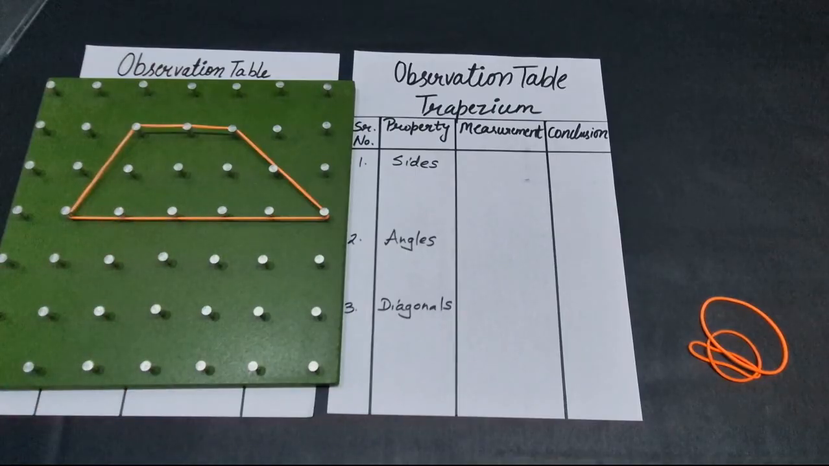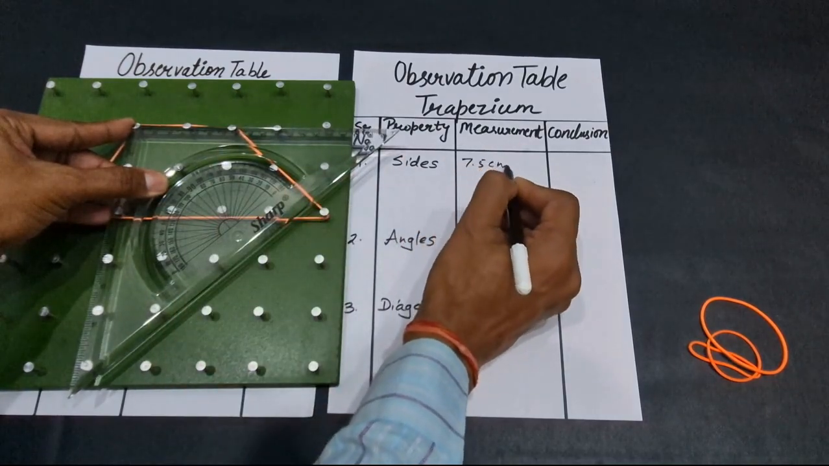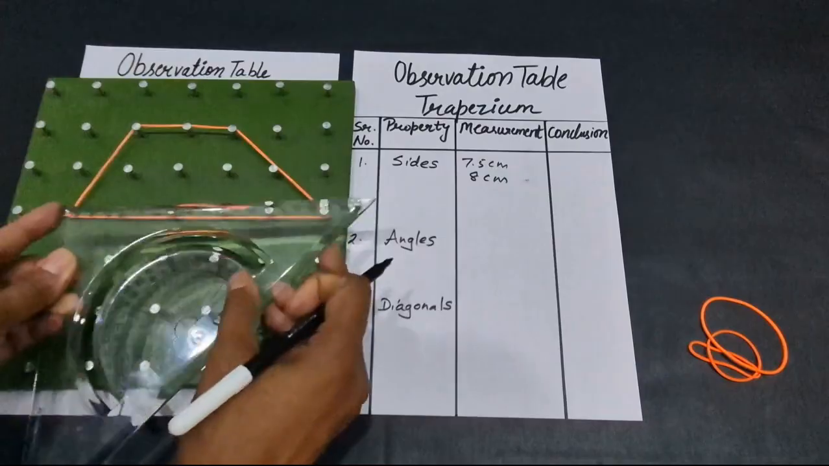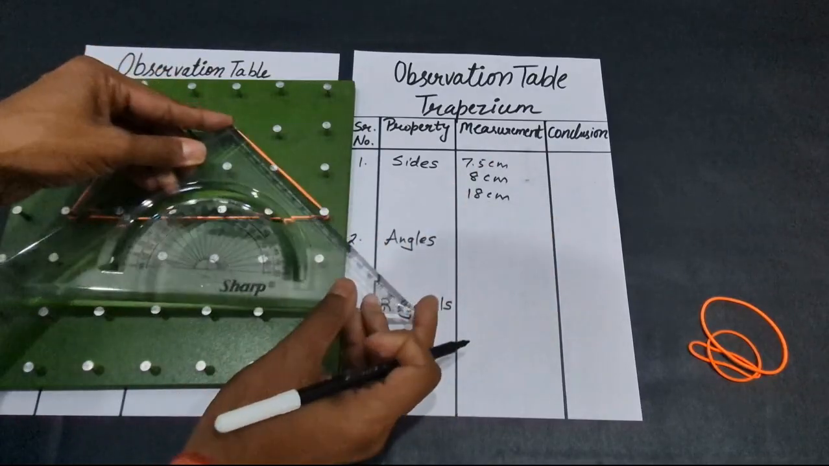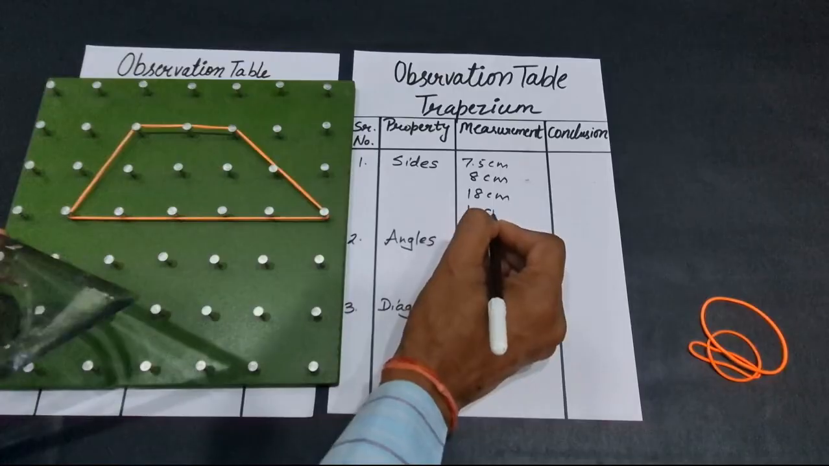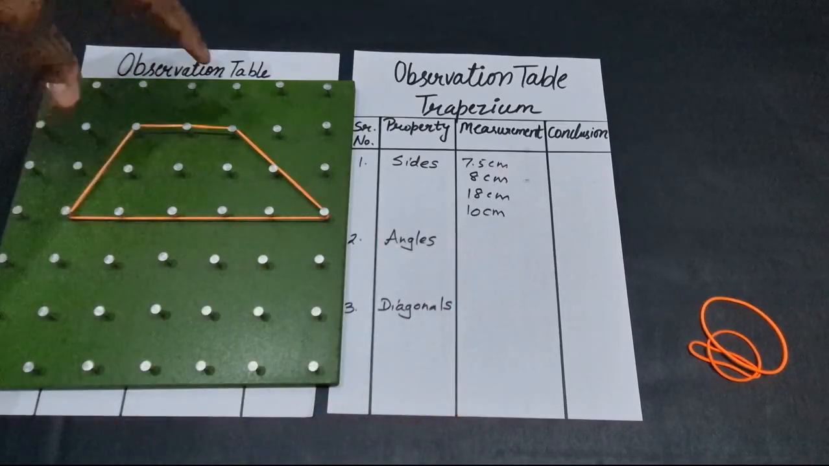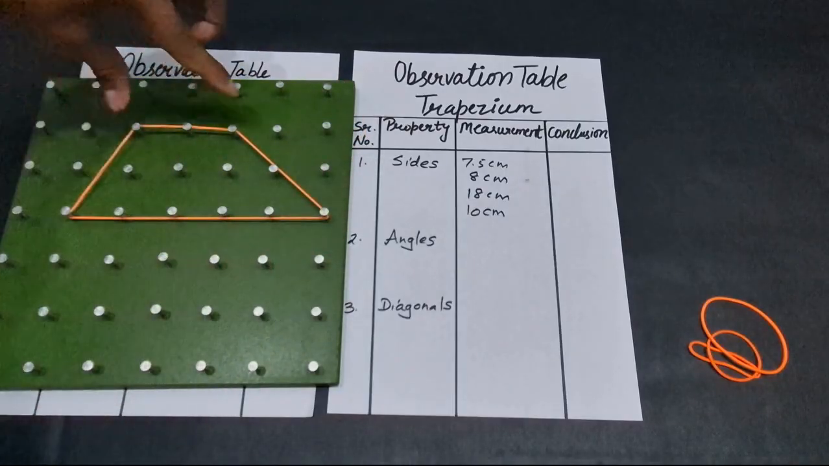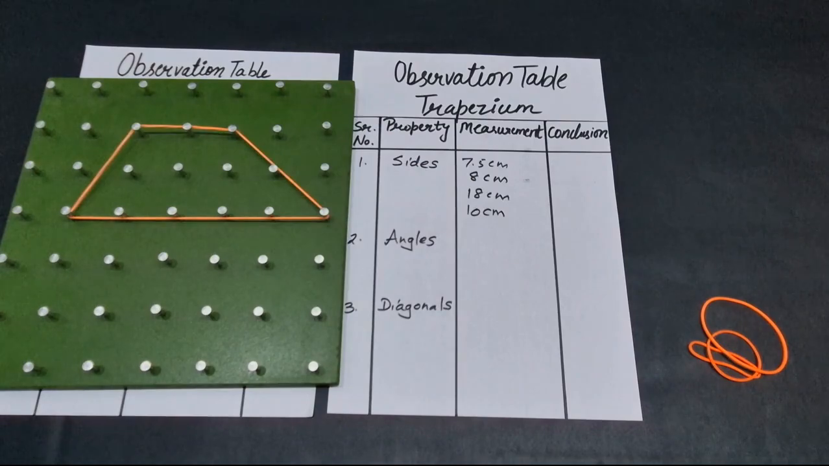Now if you see the sides of the trapezium, if I try to measure the sides, I will not find any relationship. This is 7.5 centimeters. This is approximately 8 centimeters. This is around 18 centimeters. And the fourth one is around 10 centimeters. So I can't find any relationship between the length of the sides. But definitely this side is parallel to this side and the other pair is not parallel. So one pair is parallel, but there is no relationship among the sides in terms of their lengths.